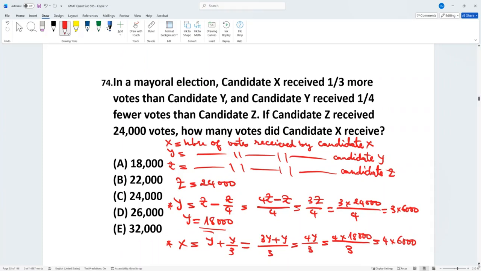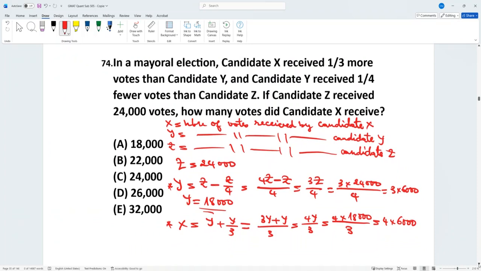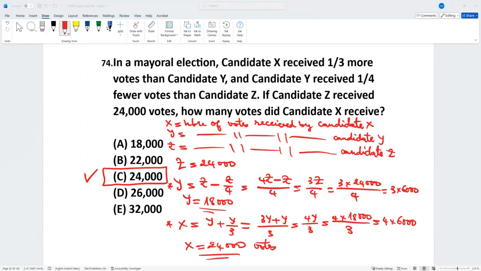Okay, so 4 times 6,000 is equal to 24,000. So candidate X received 24,000 votes. So how many votes did candidate X receive? It's answer C, 24,000 votes. Good. So that's pretty much straightforward.